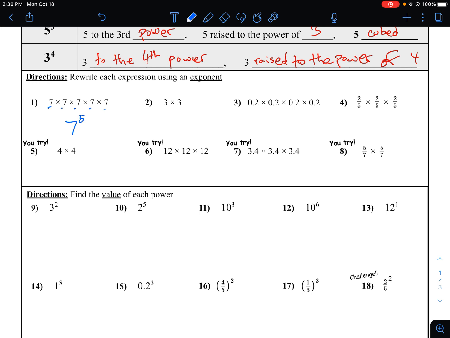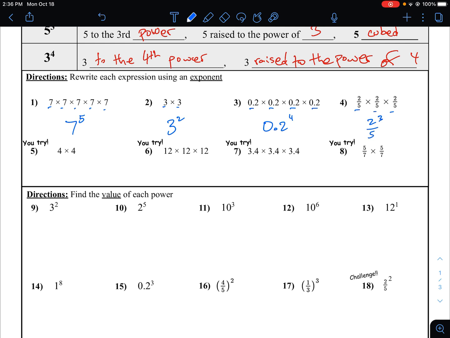That is 7 to the 5th power. 3 times 3, that is 3 to the 2nd power, or 3 squared. 0.2 times 0.2 times 0.2 times 0.2. You guessed it, 0.2 to the 4th power. And finally, 2 to the 5th times 2 to the 5th times 2 to the 5th. And you may be thinking that is 2 to the 5th to the 3rd power.